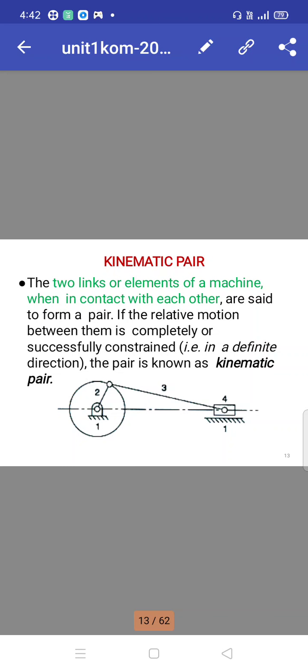Kinematic pair. The two links or elements of a machine, when in contact with each other, are said to form a pair if the relative motion between them is completely or successfully constrained, that is, in a definite direction. The pair is known as a kinematic pair. So this is the example for a kinematic pair: the slider crank mechanism.